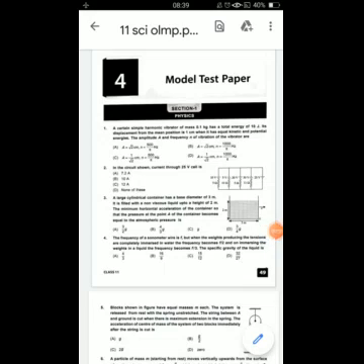I'm going to start NSO Science Olympiad Model Test Paper 4. As you can see, section 1 is a physics part. In the first question, a simple harmonic vibrator of mass 0.1 kg has a total energy of 10 joule. Its displacement from the mean position is 1 centimeter.